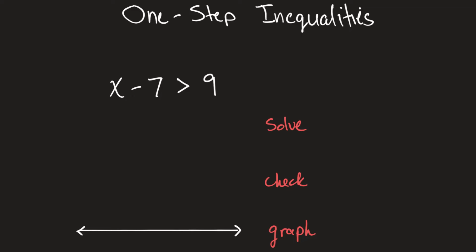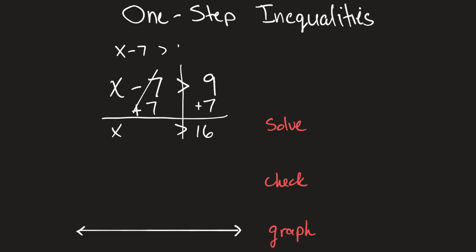So first thing is you have to undo the subtraction by adding 7. All right. And as you might know, I like to draw a line here to say, hey, I'm doing the same thing on one side as I am to the other side of that inequality. So these cancel. I have x is greater than 9 plus 7 is 16. And there you go.